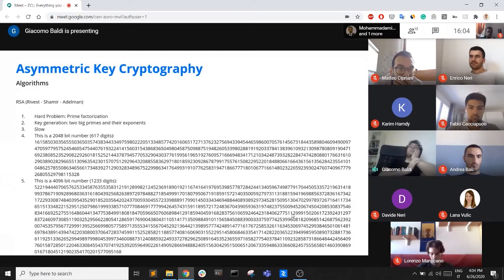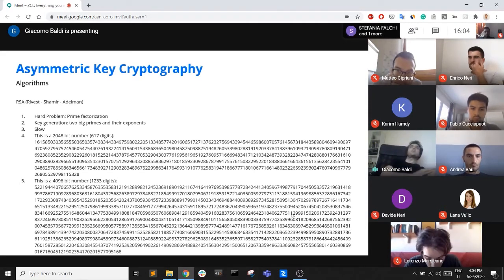Rivest, Shamir, and Adleman, who, for those of you who are not computer scientists, are actually gods of computer science. They invented probably half of the cryptography that we use today. They came up with a lot of the most well-known algorithms that we still use, so they are very important people. What is the problem at the base of this algorithm?